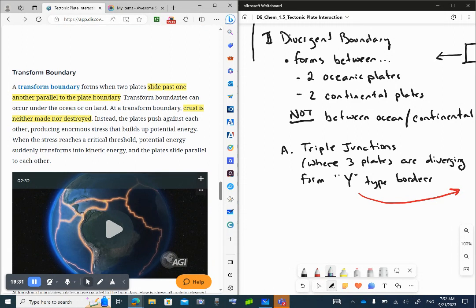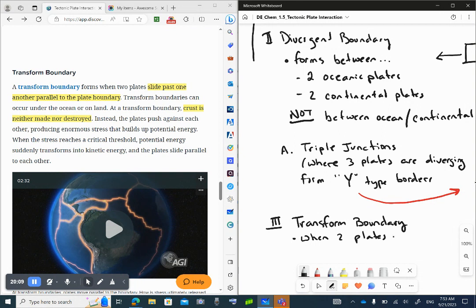Okay. And then the last type of boundary then is, let's go ahead and write this down here, Roman numeral 3. This is going to be your transform boundary. And if you take a look, we have highlighted there, it forms when two plates slide past one another in a parallel fashion. Okay, so we'll first write that out. When two plates slide past each other, parallel.